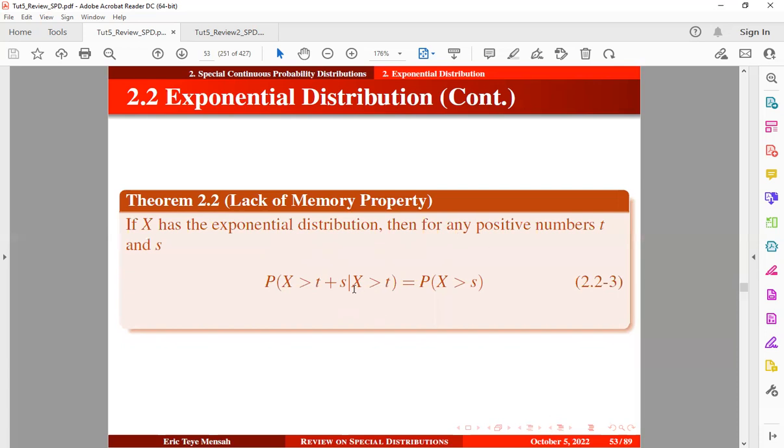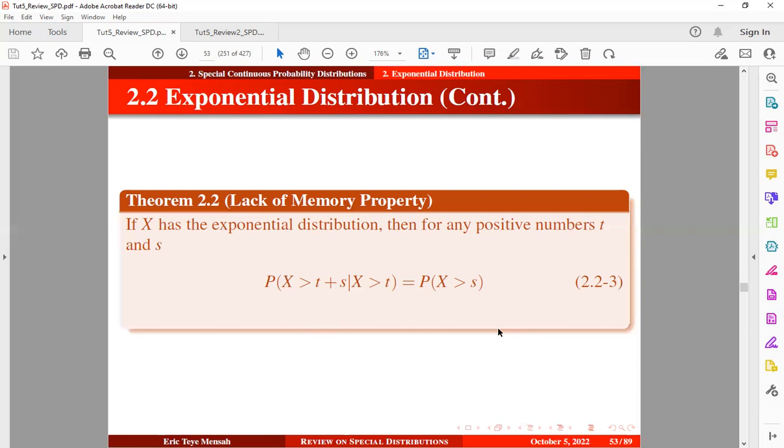For instance, let's assume that this random variable x is the lifetime of some device. And let's assume that this device has lasted for a period of length t. So the probability that the device will last at least s more time units does not depend on t, which basically means that the remaining life of the device does not depend on how long it has been used. Therefore the device is as good as new. So this is basically the intuition behind this lack of memory property.